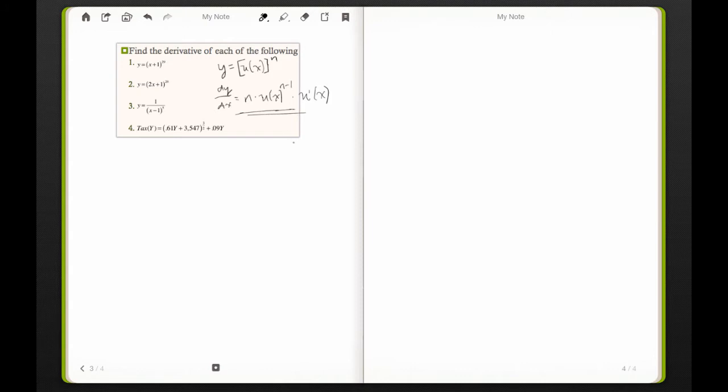So if you're not used to this, if you haven't taken calculus before, what we're going to do is the same thing that we did when we went through the examples with the power function. We're going to start to define things to help us out. So what do I mean by that? Let's start with the first one.